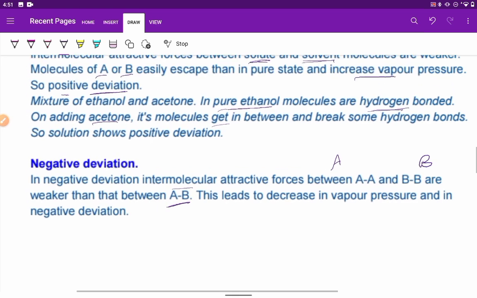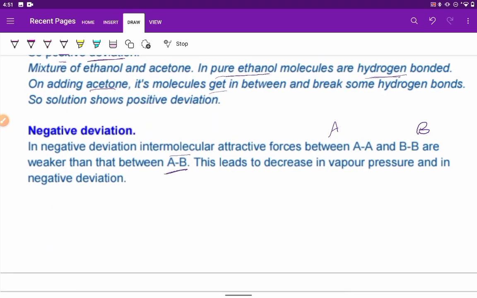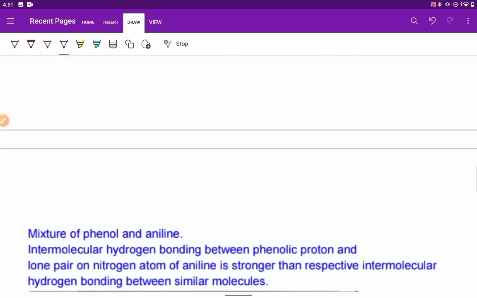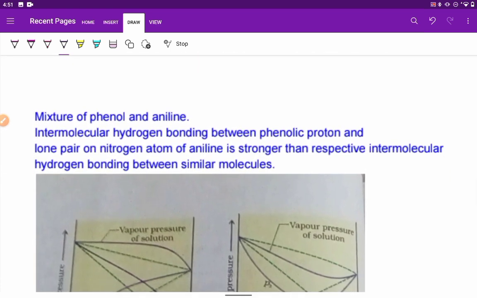The interactions between the solute and the solvent molecules are strong. Initially AA and BB are weaker than that between A and B. So it will lead to a decrease in vapor pressure. When there is a decrease in vapor pressure, there will be negative deviation. Example is a mixture of phenol and aniline.